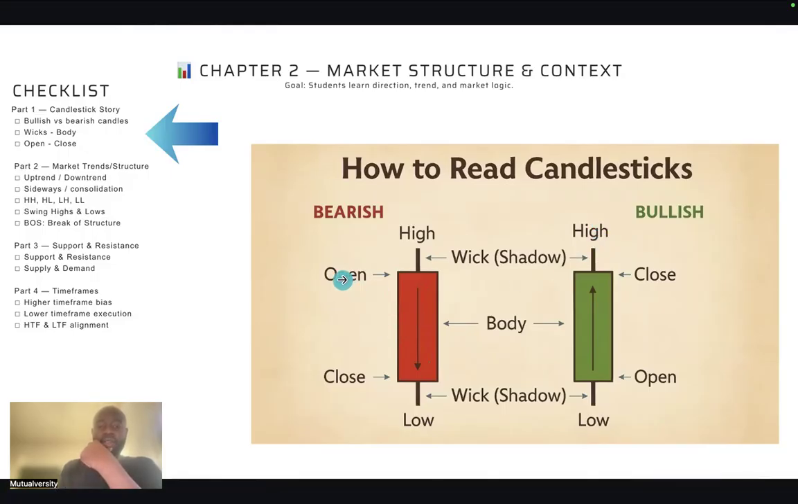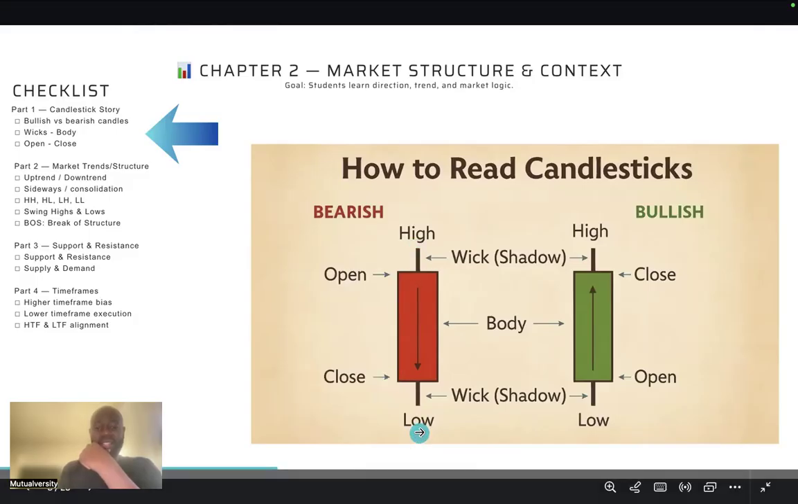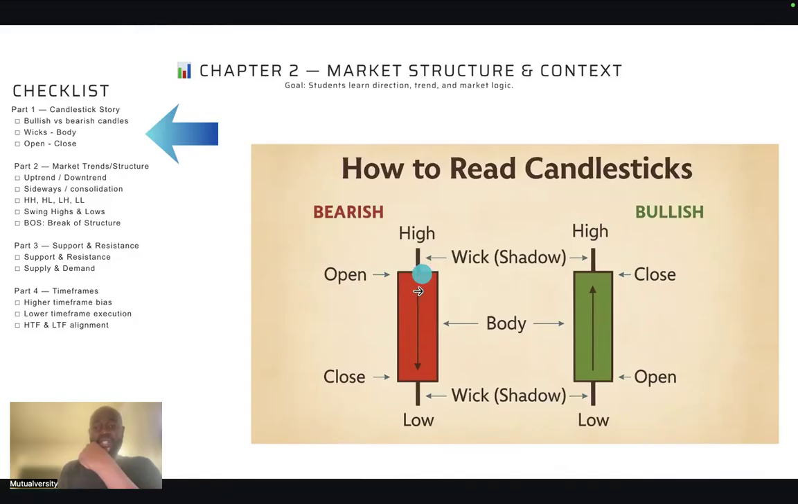Now, every candle begins with an open. So every candle has an open, it has a close, and every candle has a high and a low. Open, close, high, and low. Now, for the red candle, it opens at the top and closes at the bottom. But the green candle opens at the bottom and closes at the top.